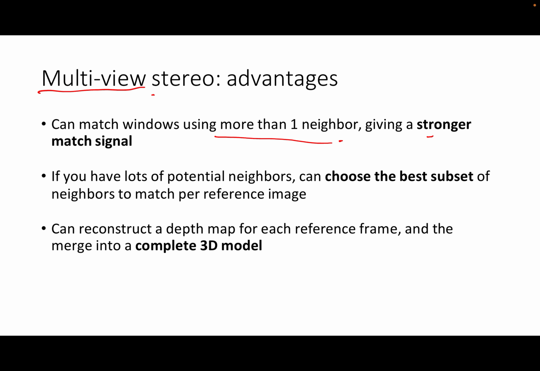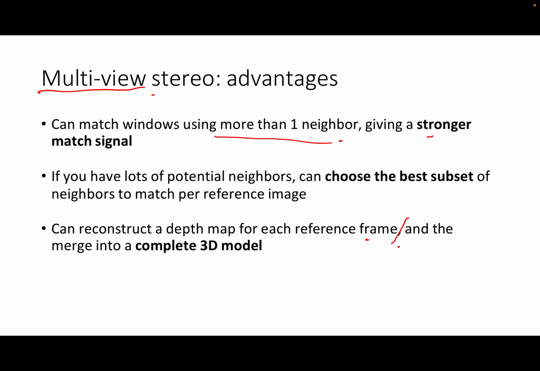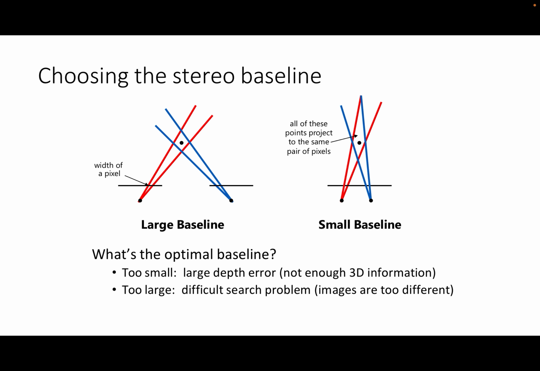We can reconstruct a depth map for each reference frame. That is what we've seen from this slide. And then we merge them into a complete 3D model. We can get a depth map for each image, and then we can lift the depth map to 3D space, and then we can get the full 3D model. And this is a little bit similar to what we've learned in structure from motion.